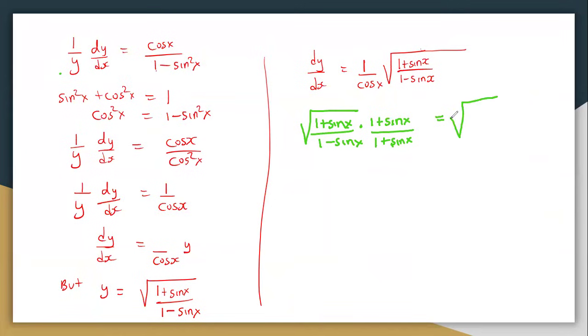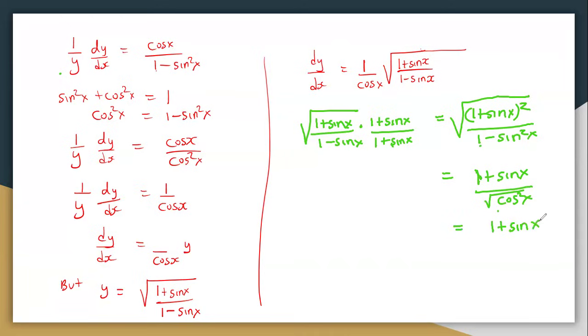Let me just continue to show you. You will notice that you are going to have 1 plus sine of x, everything squared, divided by, here down, 1 minus sine squared of x. So when you try to continue a bit, you notice that up, you remain with 1 plus sine of x. Then down, you are going to have 1 minus sine squared x, which is cos squared x. And when you get the root, you remain with cos x. So you notice that you're going to have 1 plus sine of x divided by cos of x.